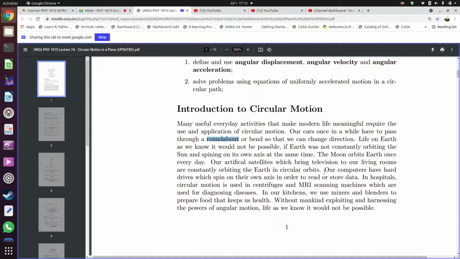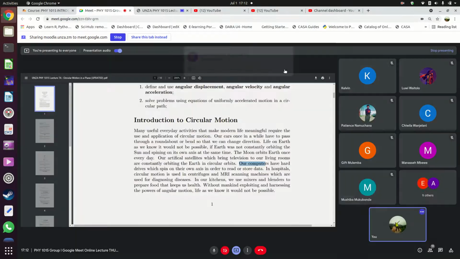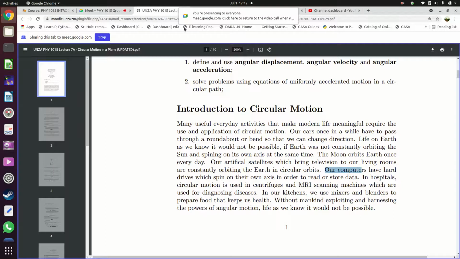Also, a lot of computers still use hard drives, and these hard drives have got magnetic tape inside them. So this magnetic tape spins, and it's this spinning which makes it possible for your hard drive to read data from your computer, to read data from your hard drive, and also to store data. So most computers right now have got a hard disk inside, and it has got a part which spins and reads data.